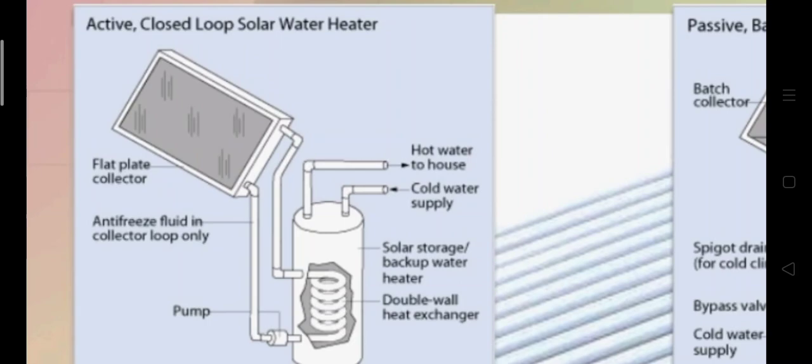In this, the water is heated, and that heated water is supplied to the houses, and cold water is supplied to this device, and hot water is supplied coming out from this solar water heater. This is a simple household solar water heater.